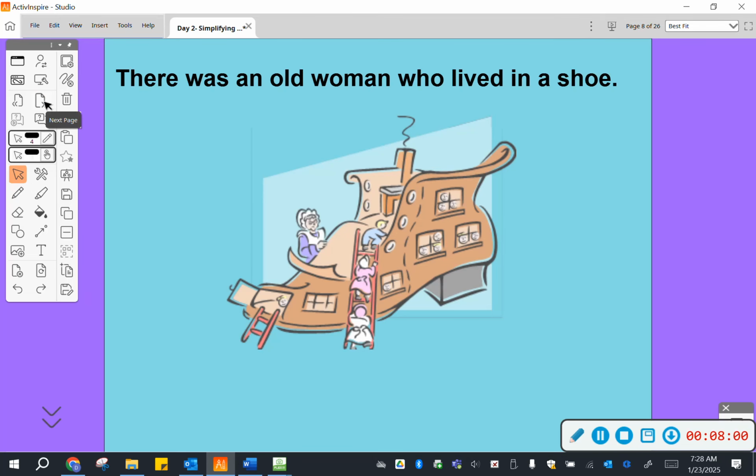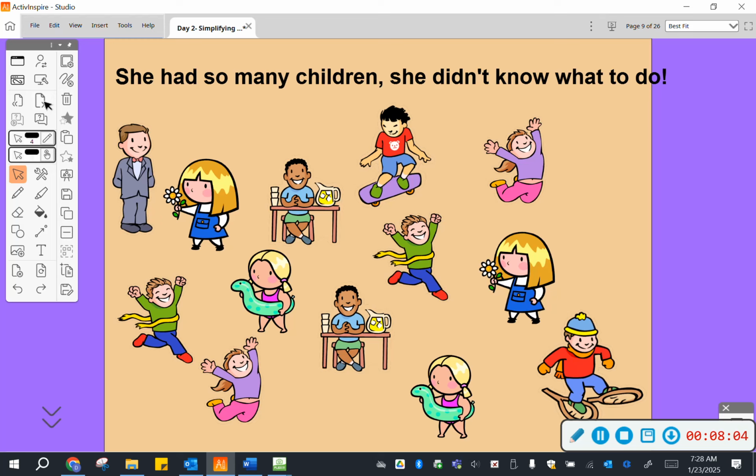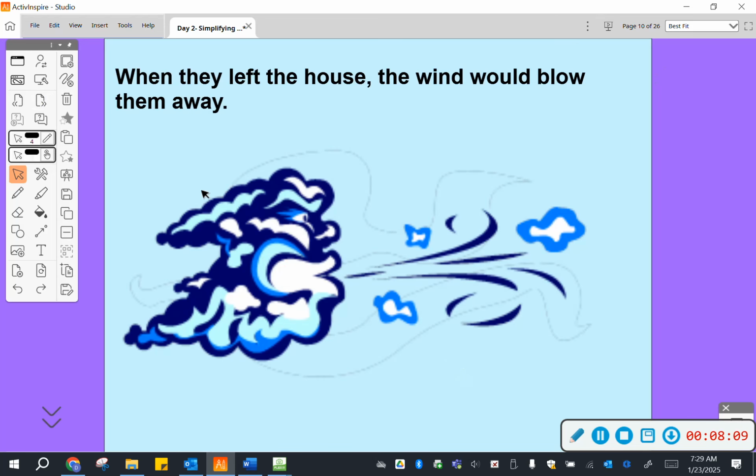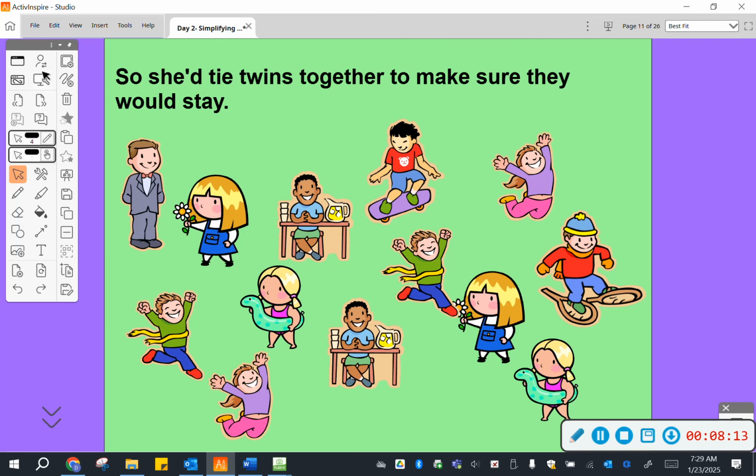There was an old woman who lived in a shoe. She had so many children, she did not know what to do. When they left the house, the wind would blow them away. So she tied the twins together and made sure they would stay. Do you see any twins?